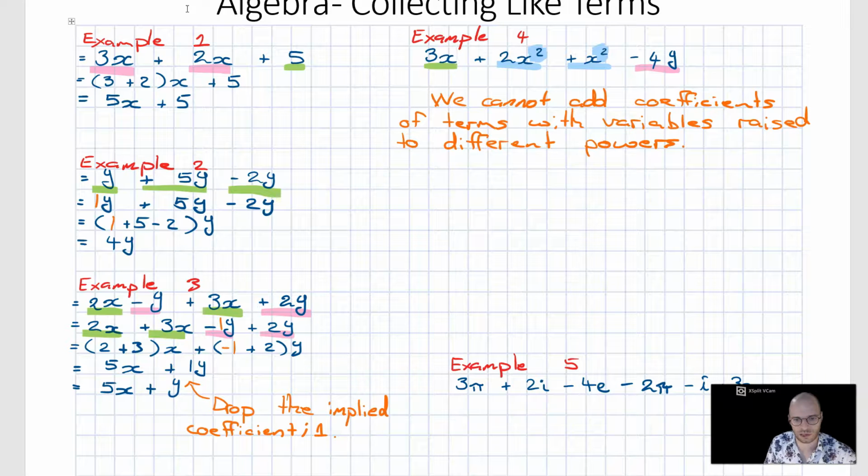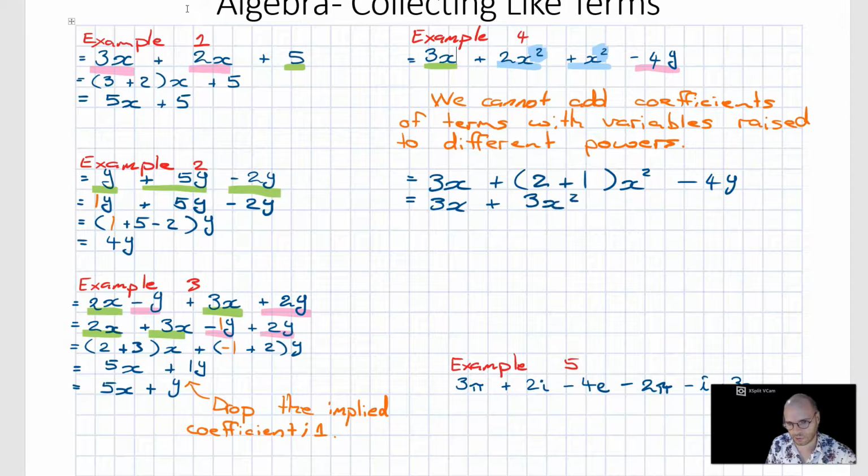Alright, so collecting like terms, what I'm going to do is put my 3x down here. Then I'm going to open some brackets because I've got 2x squared and put an x squared at the back. Then I'm going to go 2 plus my implied 1. Then we're going to go minus 4y. Simplifying this up, we get 3x plus 3x squared minus 4y.